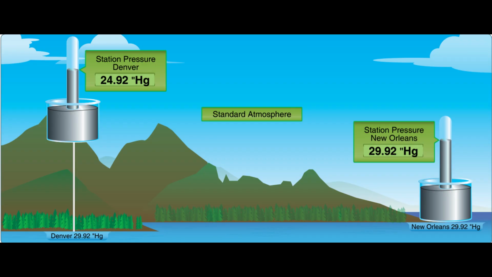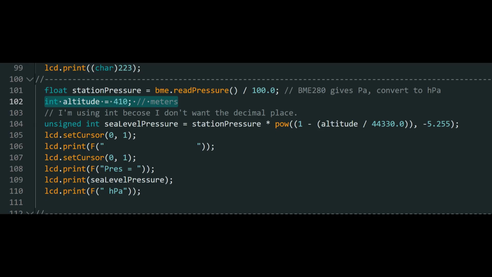The reason this is done is because different weather stations are located at different altitudes. Higher altitudes always means lower measured pressure. So if we only used a raw station pressure, we couldn't compare one station with another. By converting to sea level pressure, all stations are normalized to the same reference point. That way, you can compare readings between stations no matter if one is on a mountain and the other is near the ocean. For this calculation to work properly, you need to put your station's altitude in the code. For me, it is 410 meters, so make sure to change it for your station's altitude.